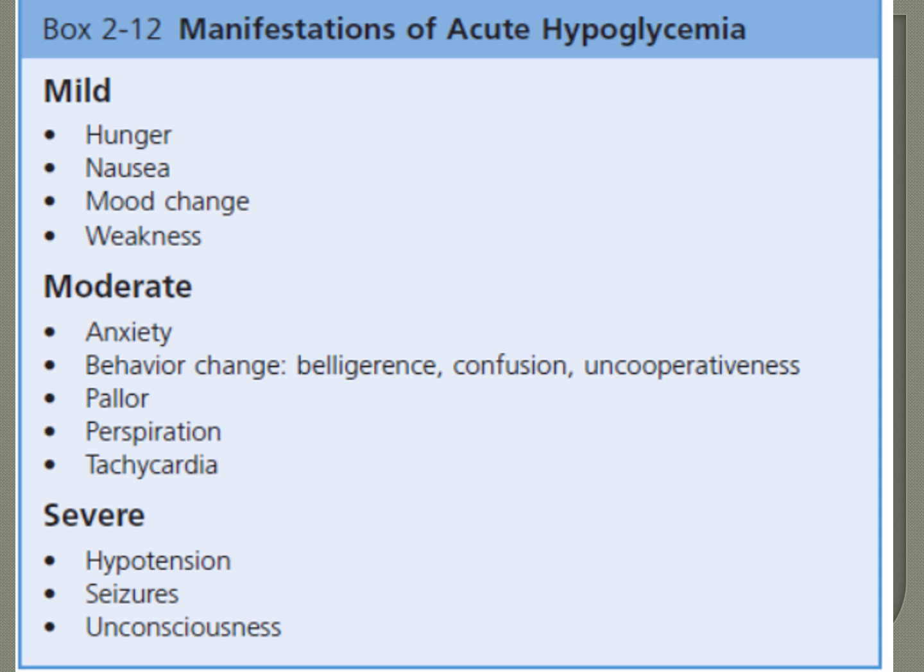Acute manifestations of hypoglycemia: mild, like hunger, nausea, mood change, and weakness. If the patient has moderate, there is anxiety, behavior change, confusion, uncooperativeness, pallor, perspiration, and tachycardia. A severe case will have hypotension, seizure, and unconsciousness. Mostly hunger, trembling, sweating, slurring of speech, difficulty concentrating, confusion, headache, seizure, unconsciousness. These are the most common things we can notice.